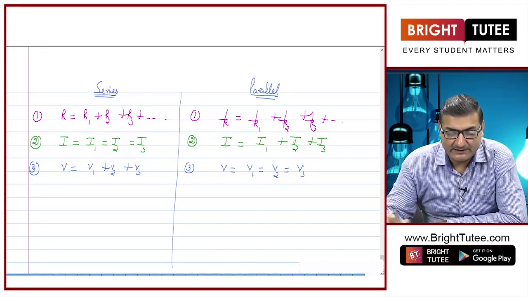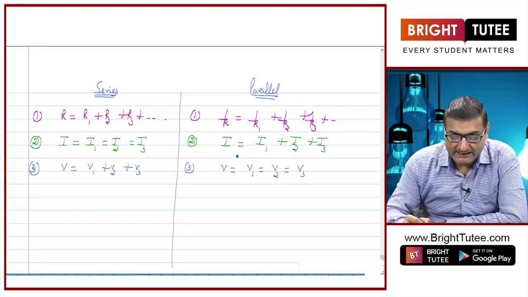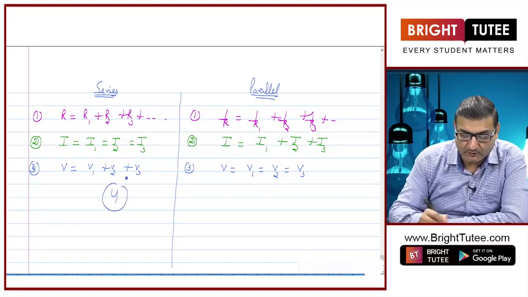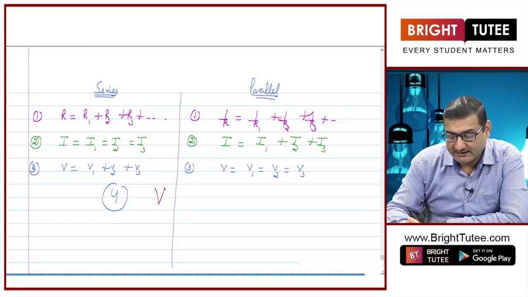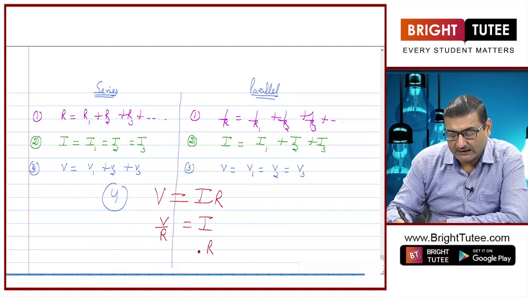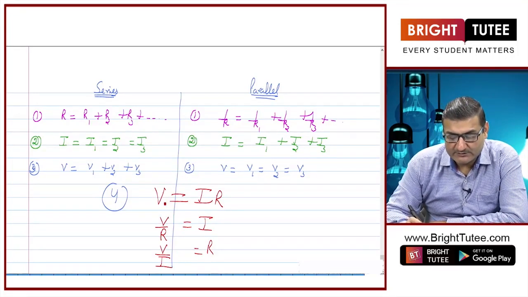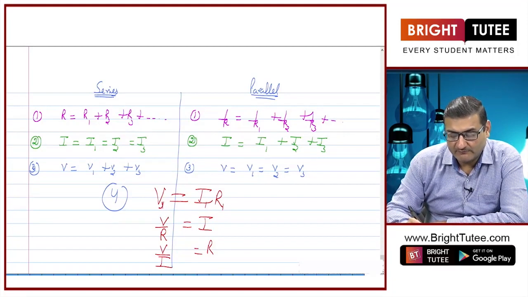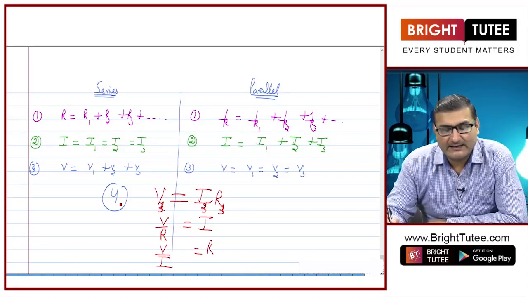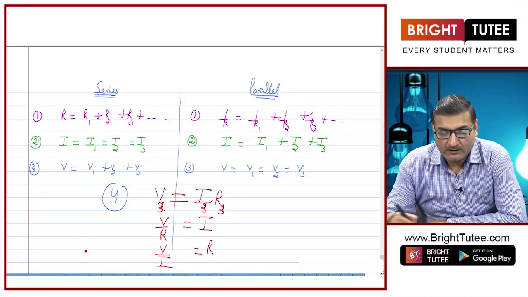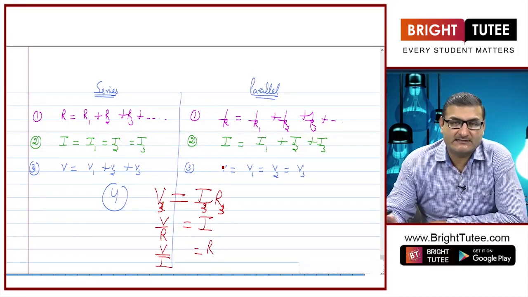These three things you need to keep in mind, and apart from that, the fourth common thing that we will be relating is V is equal to IR, which can be written as I is equal to V upon R or R is equal to V upon I. And if I am talking about V is equal to IR, I mean to say V1 is equal to I1 into R1, V2 is equal to I2 into R2, V3 is equal to I3 into R3 and so on. All these four things, that is it.